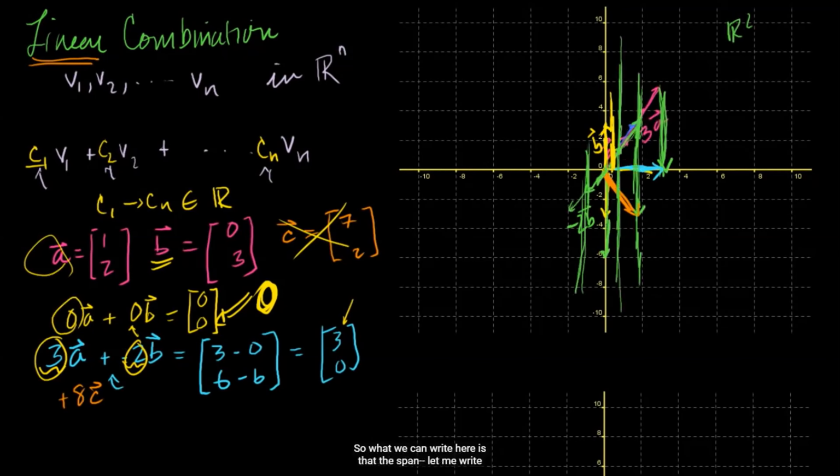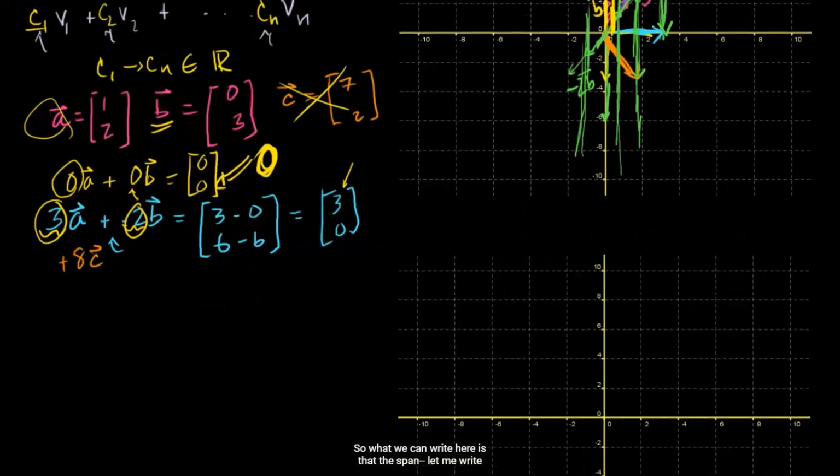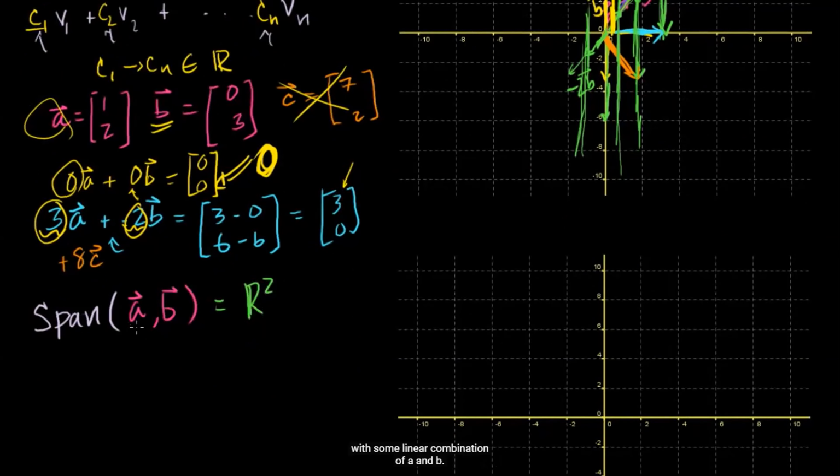So what we can write here is the span. Write this word down. The span of the vectors A and B. Let me write that down. Of the vectors A and B, it equals R2, or equals all the vectors in R2, which is all the tuples. R2 is all the ordered tuples of two real numbers. So it equals all of R2. This just means that I can represent any vector in R2 with some linear combination of A and B.